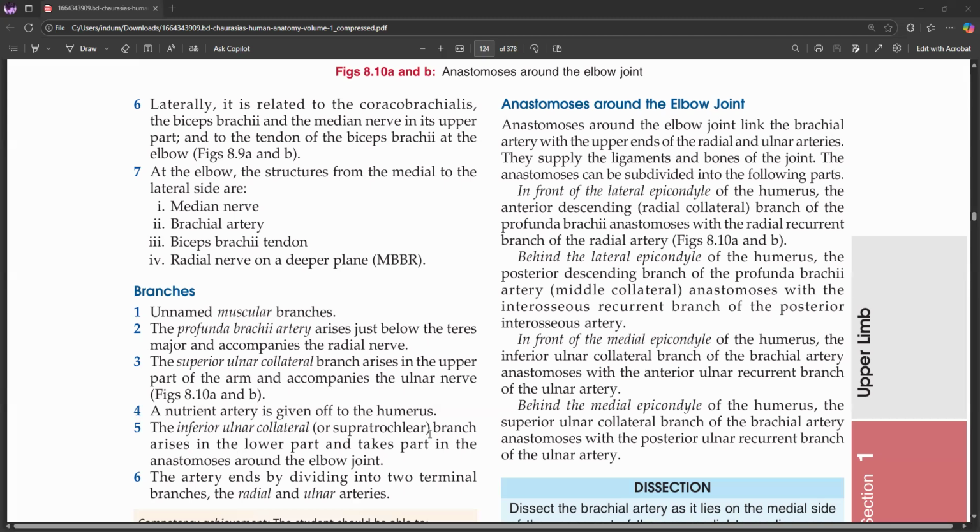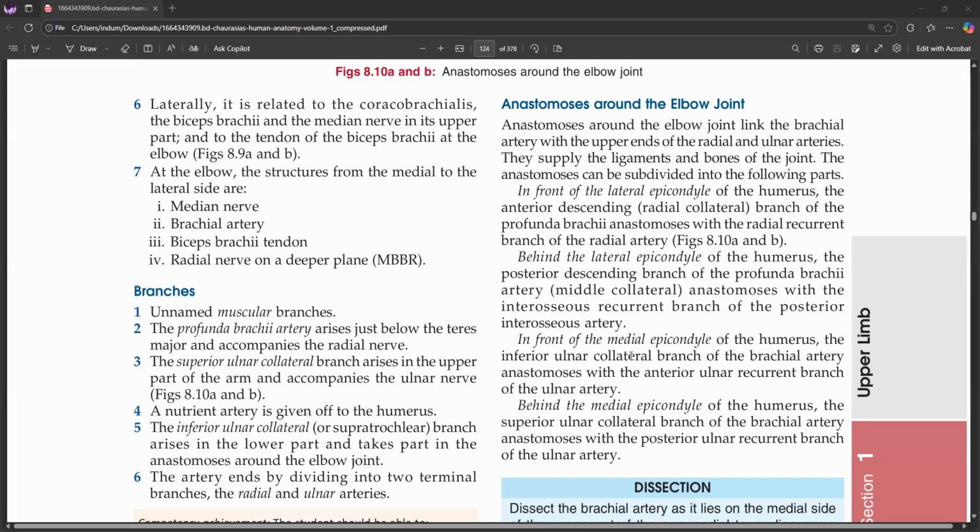Number 5. The inferior ulnar collateral branch or supratrochlear branch arises in the lower part and takes part in the anastomosis around the elbow joint. Number 6. The artery ends by dividing into two terminal branches, the radial and ulnar arteries. Anastomosis around the elbow joint. Anastomosis around the elbow joint links the brachial artery with the upper ends of the radial and ulnar arteries. They supply the ligaments and bones of the joint.